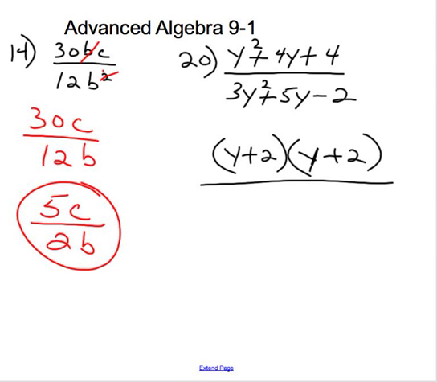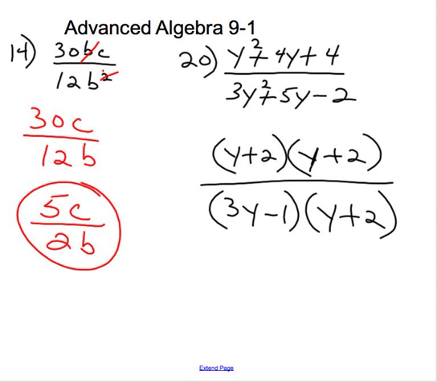I do the same thing to the denominator. Is 3y squared plus 5y minus 2 factorable? Maybe you know the diamond method. Maybe you just have to guess and check. Either way, it is factorable into 3y minus 1 and y plus 2.